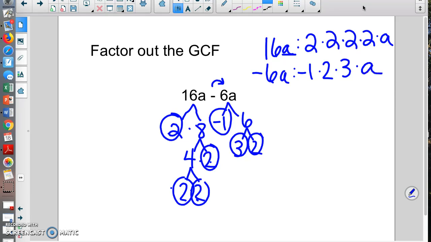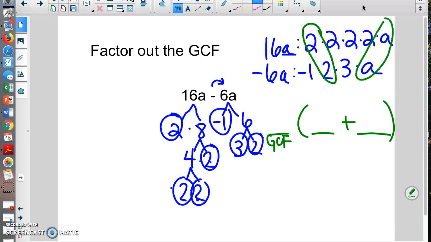Okay, so now we have to find our greatest common factor. Remember, on these, all of your answers look like this, where your greatest common factor is on the outside, because we're literally taking it out of the problem. So we have a 2 in common, and we have an a in common. So 2 times a is 2a. That is your greatest common factor. What's left over is what goes inside.